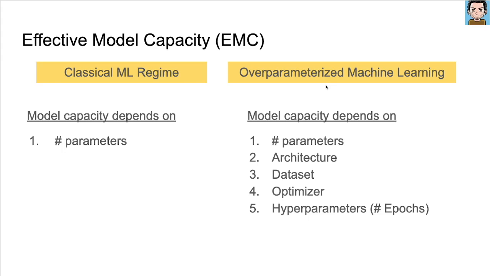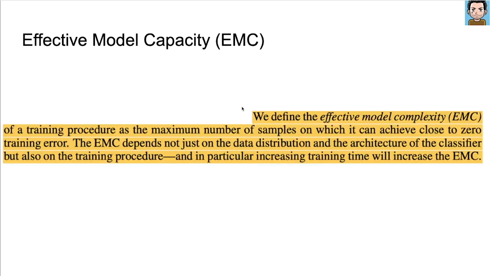In this regime, the model effective capacity depends on the number of parameters, the architecture, the training dataset, the optimizer, and other hyperparameters as well, for example, the number of epochs. In the paper's words, we define the effective model capacity of a training procedure as the maximum number of samples on which it can achieve close to zero training error.